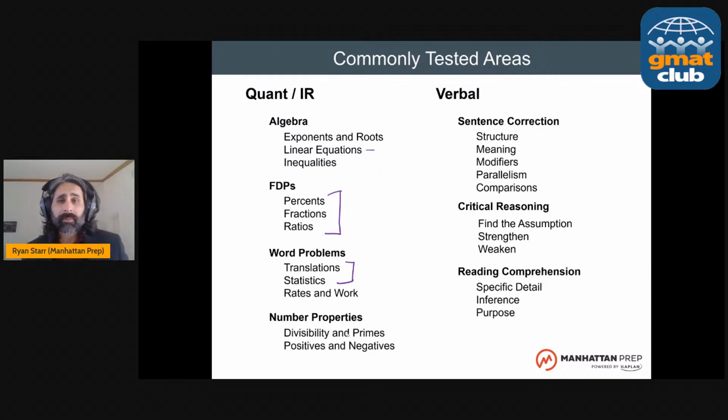On the verbal side, in sentence correction, you're going to need to know about sentence structure, run-ons, fragments, clauses, stuff like that. Meaning gets tested heavily. Modifiers, parallels, and comparisons, and idioms as well, though idioms are pretty hard to study for. And you can see the rest of it there. This is the stuff to really master.